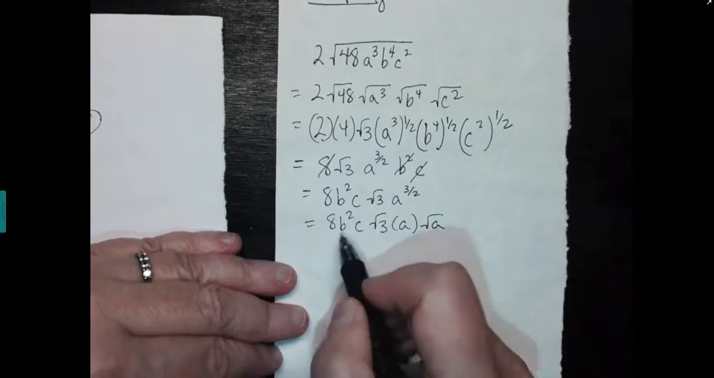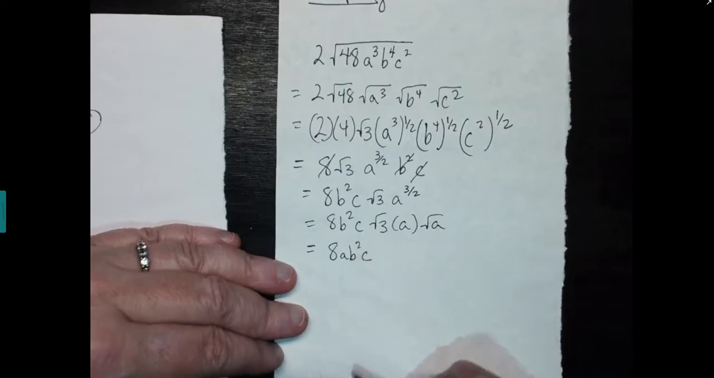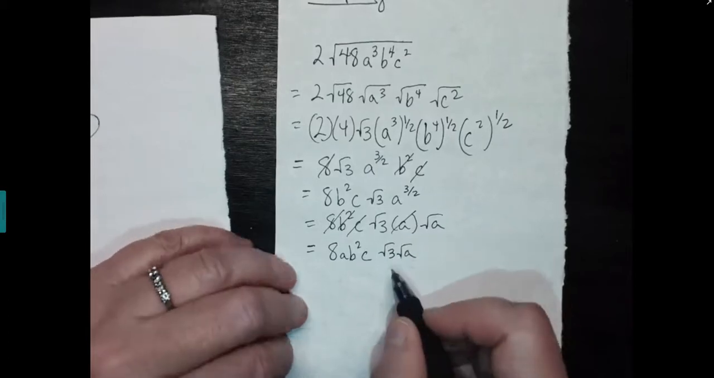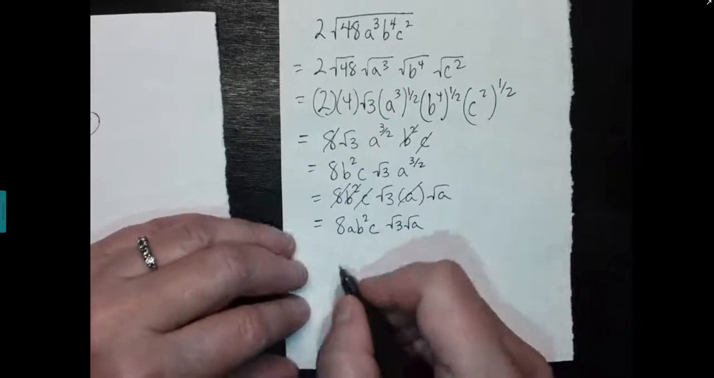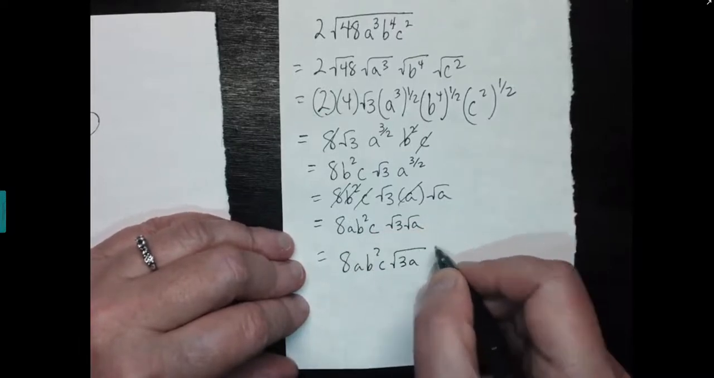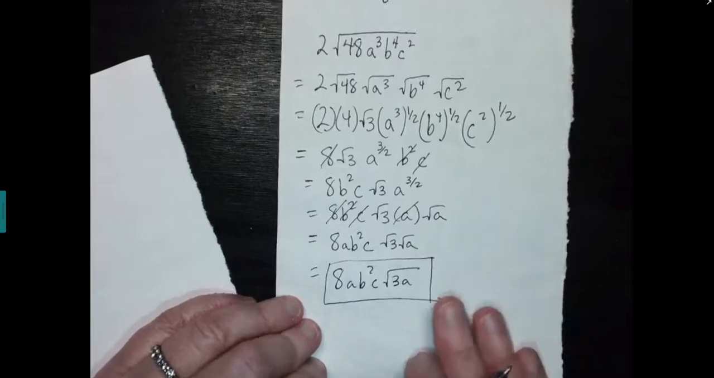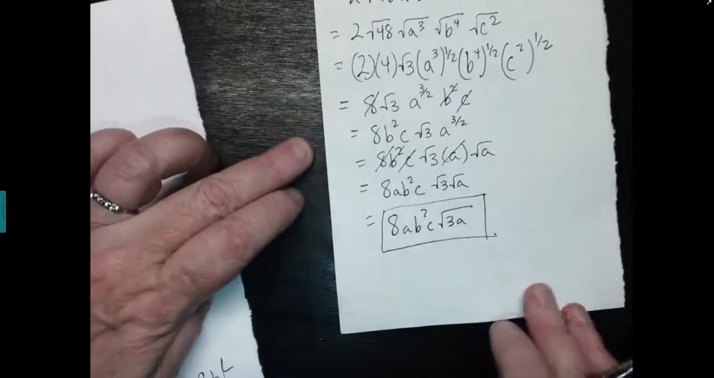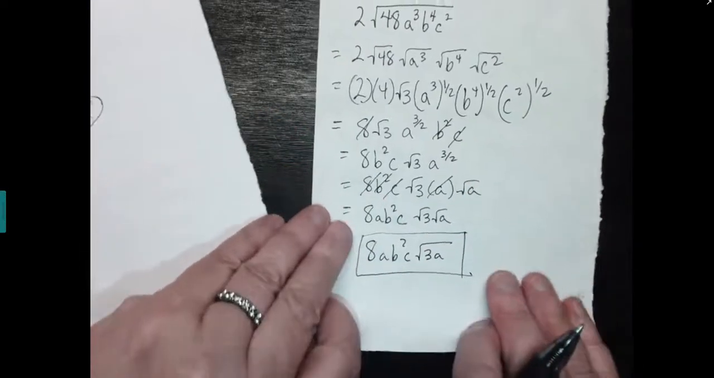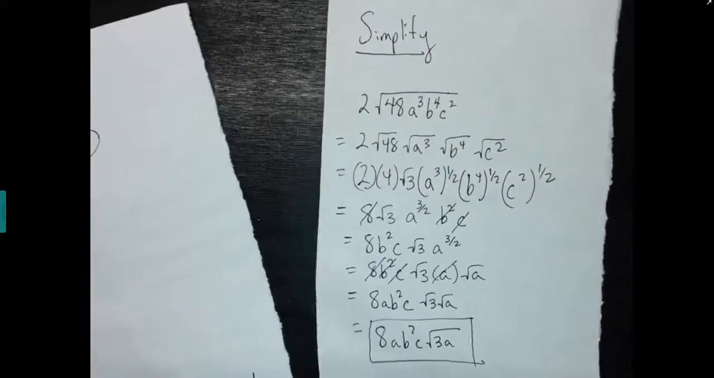All right, now I'm going to bring the A out the front. It's a product, I can change the order. I like to put my letters in alphabetical order. And then I'm going to have the square root of 3 times the square root of A. And then the last thing I'm going to do is put those together in one radical. And this is how you would find the answer in a textbook. So that's what they're looking for on something like this. They don't want you to leave anything in fractional form. They want you to put it back into radical form, but they want it to be simplified. And that's what would be expected of us there.